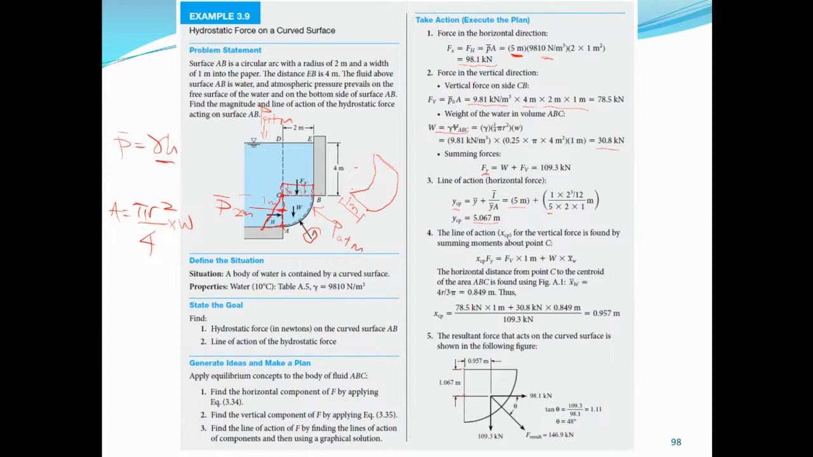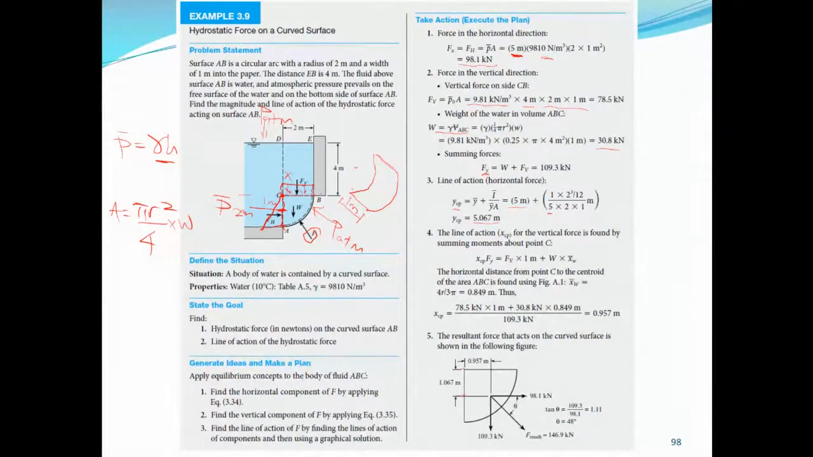Okay, where the pressure force is acting in the horizontal direction, which is this one, FH. What about the vertical component? We need to find the XCP by taking the moment about point C. When we take moment here, it will be the force FB times XCP. XCP is here. This is where XCP lies.